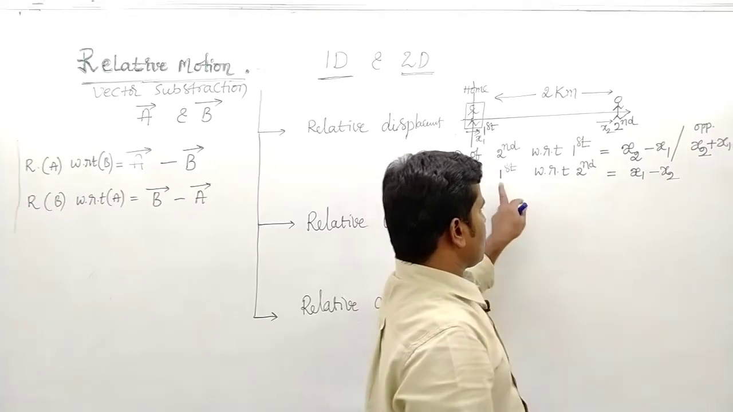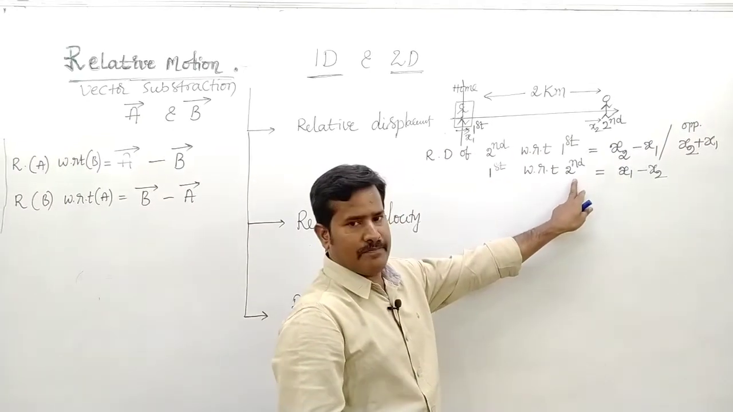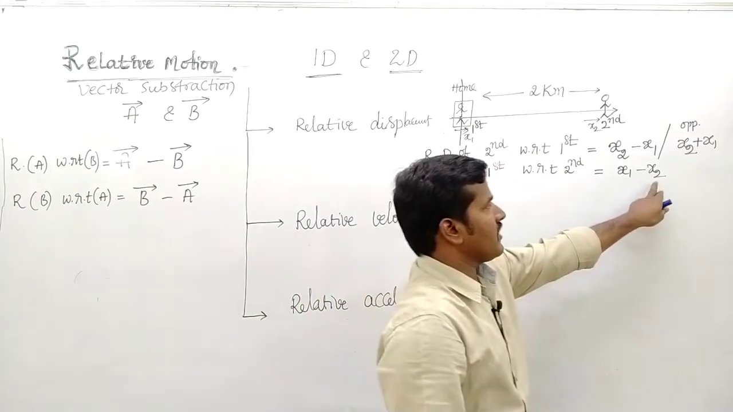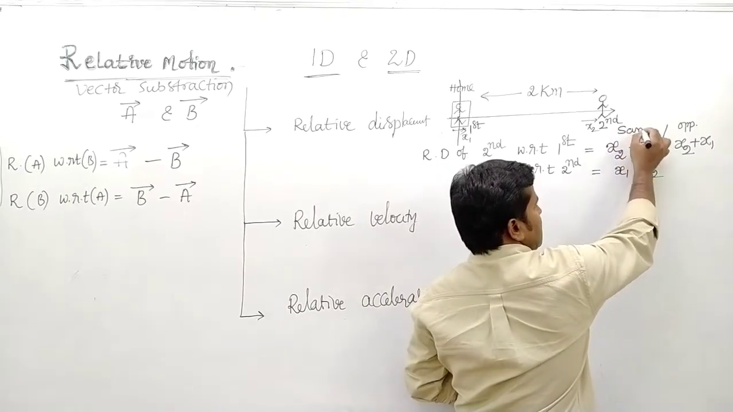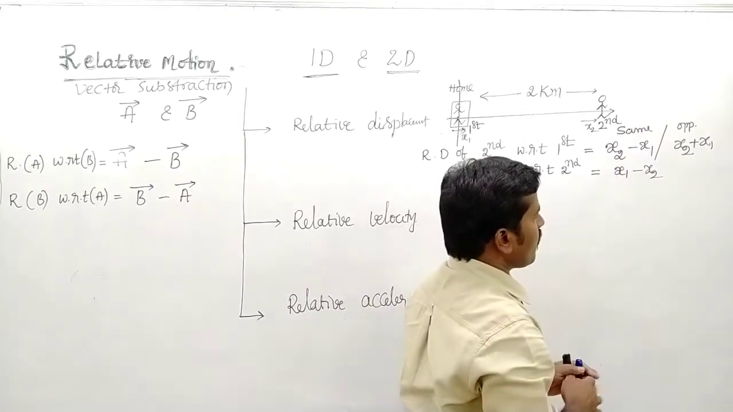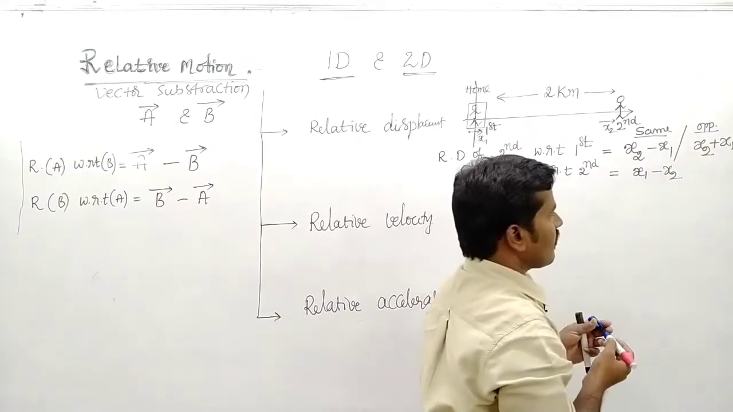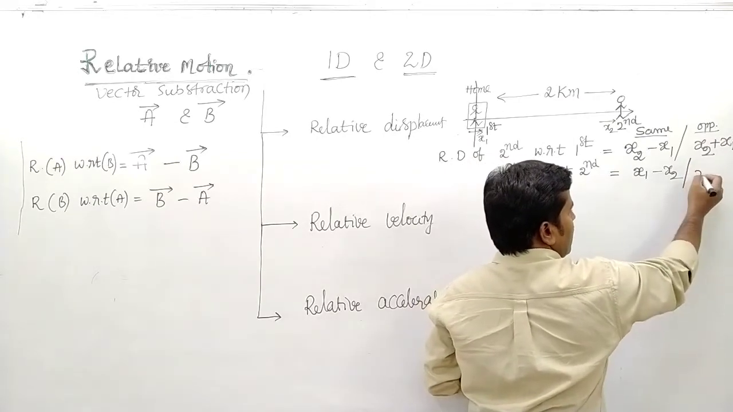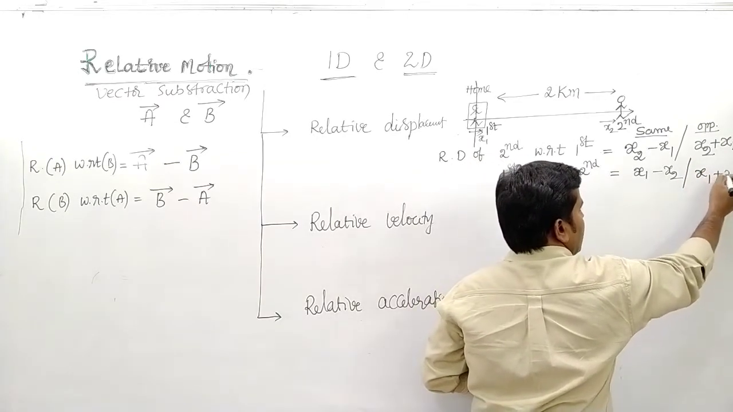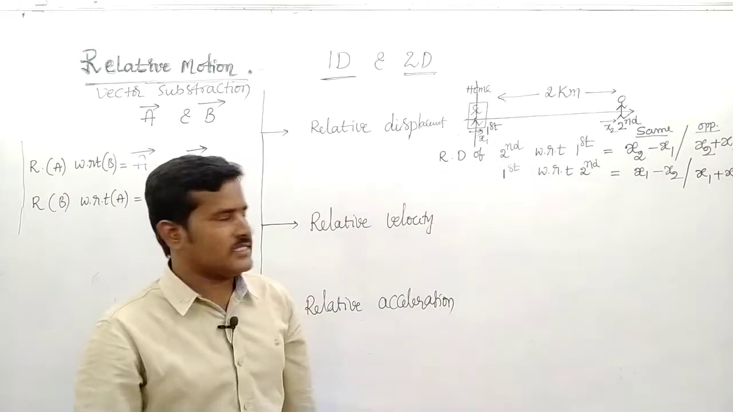Suppose the relative displacement of first with respect to second: in the same direction it is x1 minus x2. In the opposite direction, its value becomes x1 plus x2. So this is relative displacement.